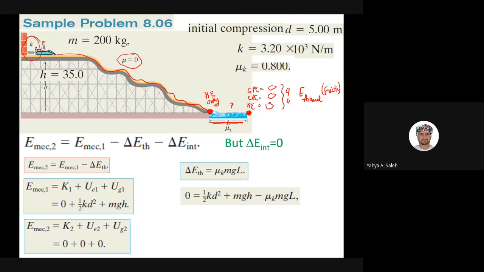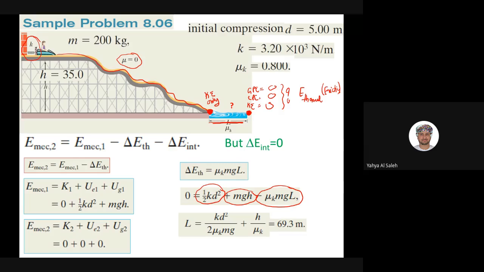Friction is mu k mg, and the work done by it is that times the distance, which is the length L, which is what we want to find. So my friction work is equal to my initial MGH plus my initial half kx squared. I rearrange to get L as the subject, and we put in the numbers.